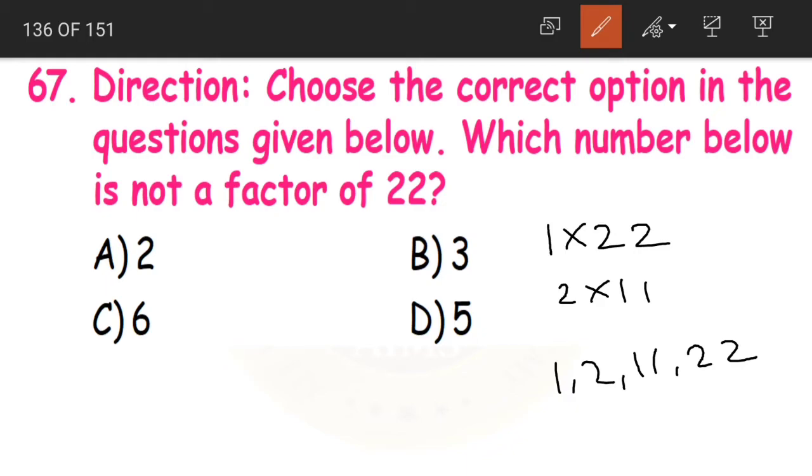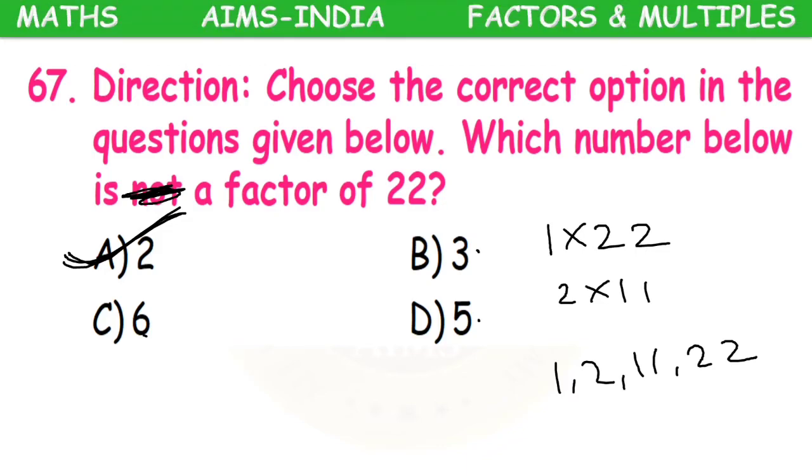Now which of the following is a factor of 22? Yes. Now from the given options we have only one factor, that is option A, 2. 2 is a factor of 22. 3, 6 and 5 are not the factors of 22.